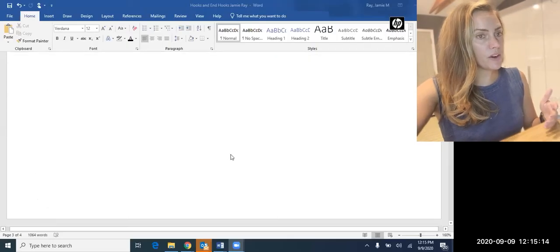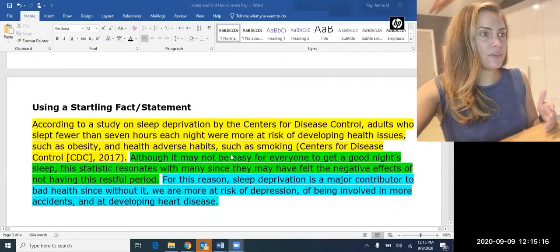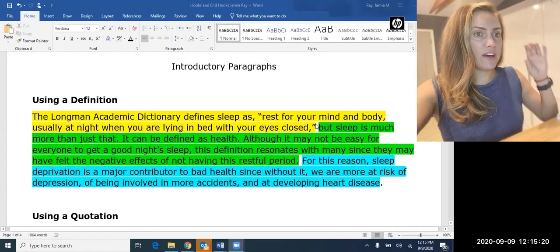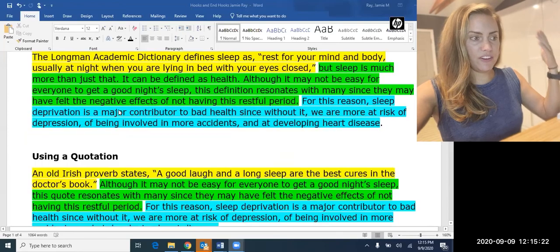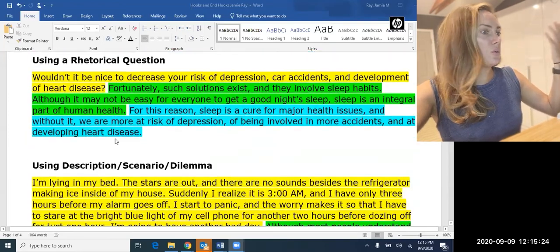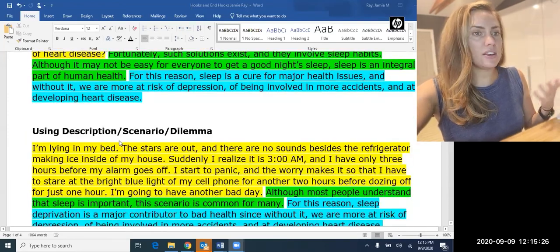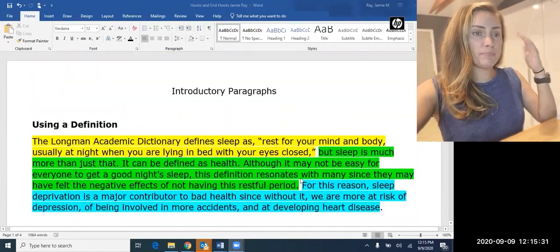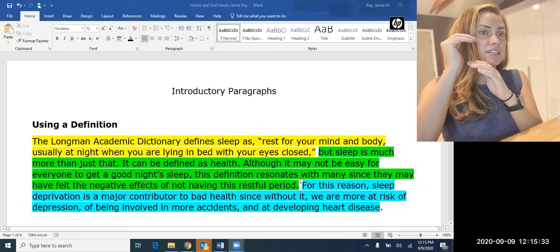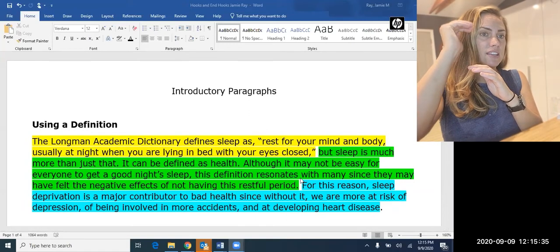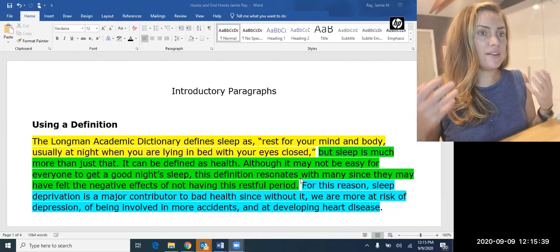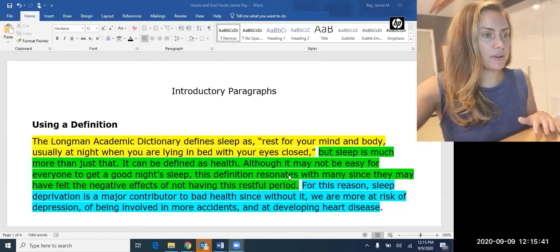If you watch the introduction part, remember in the intro paragraph, again, you have a hook. It could be a definition, a quotation, a rhetorical question, a dilemma, a description, a fact, something like that. You have some background information connecting the hook to the thesis, which is at the end, which is your point and your opinion about the topic.